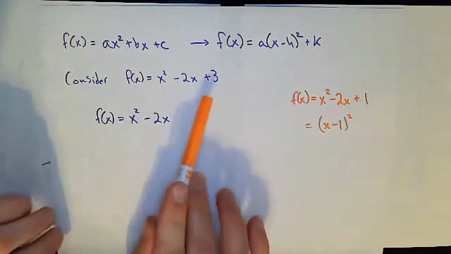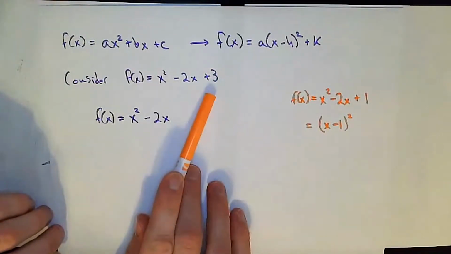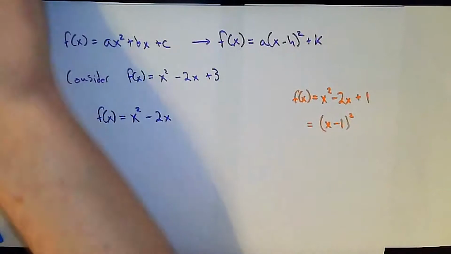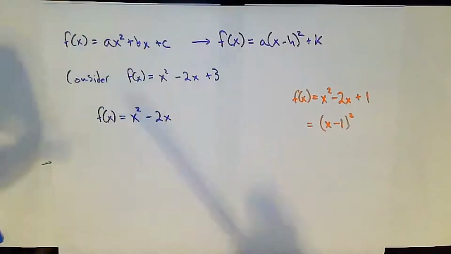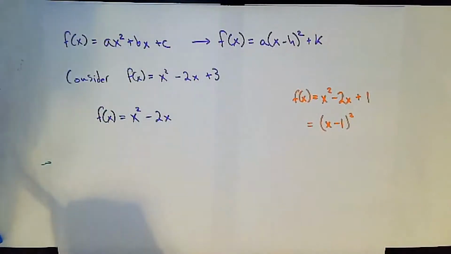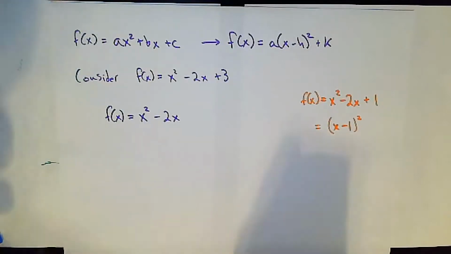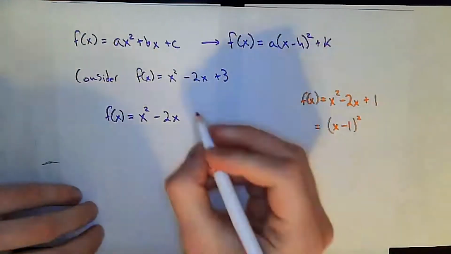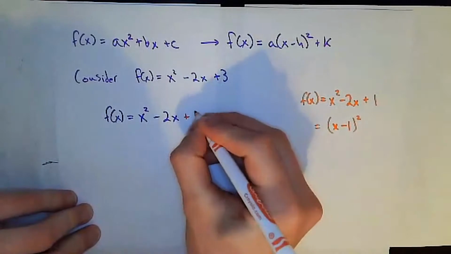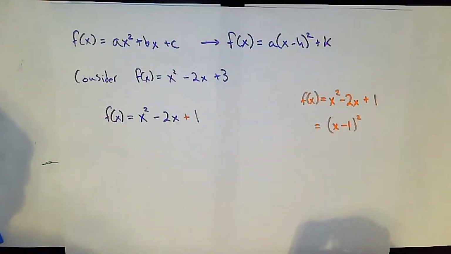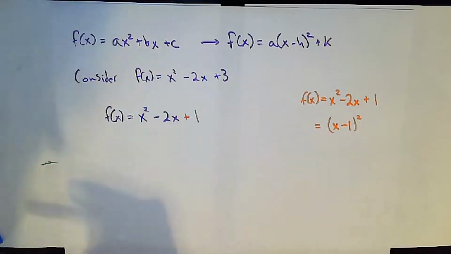But what's the problem? It's not a 1, it's a 3. So what I'm going to do to this polynomial is add that 1 in, literally force a 1 right there, and then bring my plus 3 down.